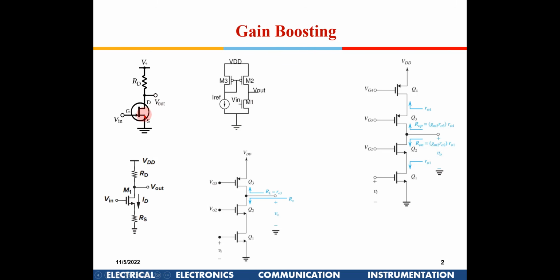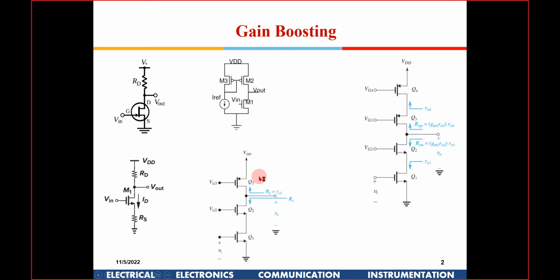Can you tell me what would be the gain of this first stage from what we have learned? Minus GMRD. Yes, minus GMRD. Okay, what about this?